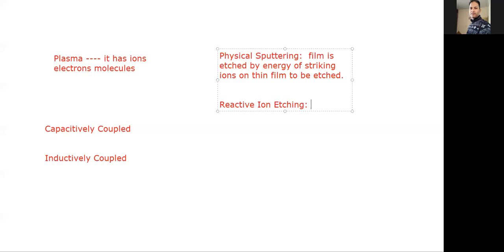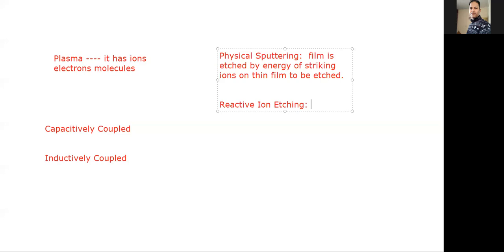In reactive ion etching, there are many ions bombarding the thin film, along with molecules. So you have neutral molecules as well. Your ions are normally striking the thin film, and in parallel to this phenomenon of ion bombardment, a reaction is also happening.